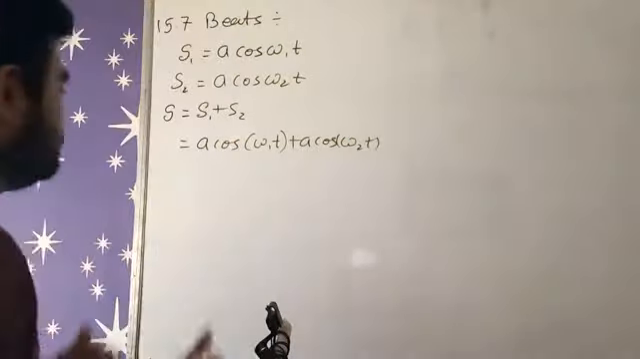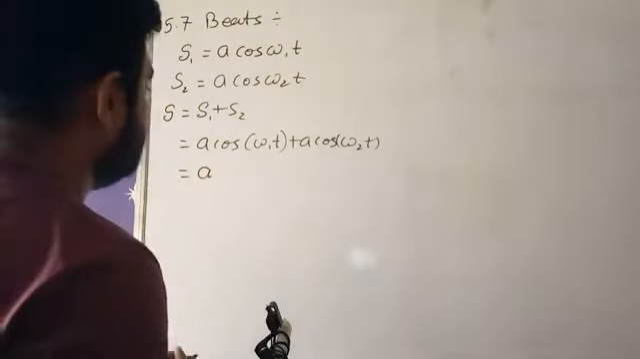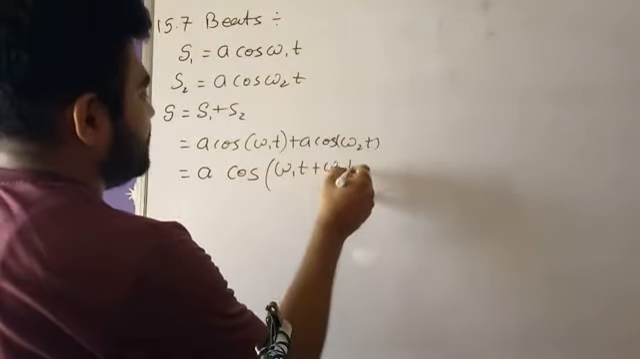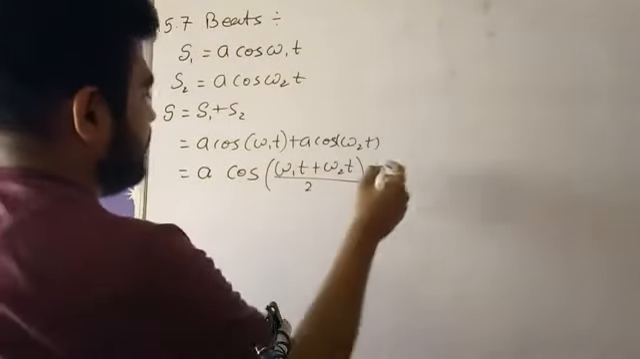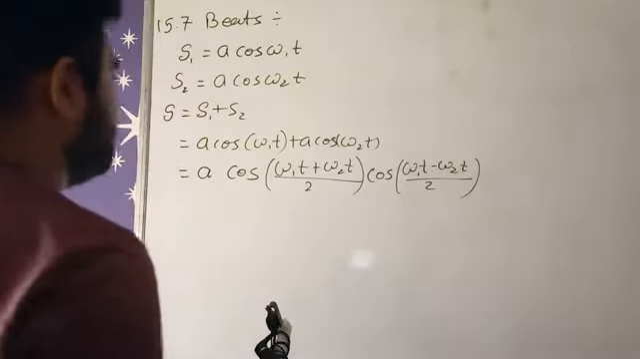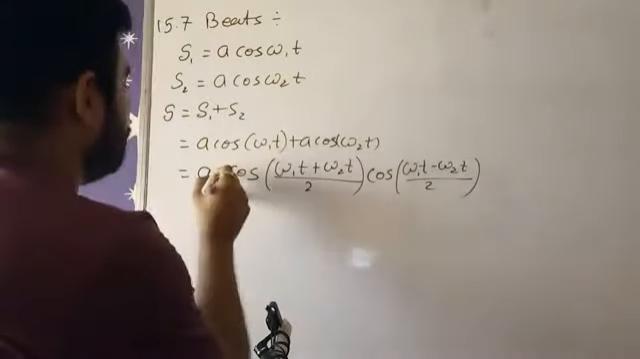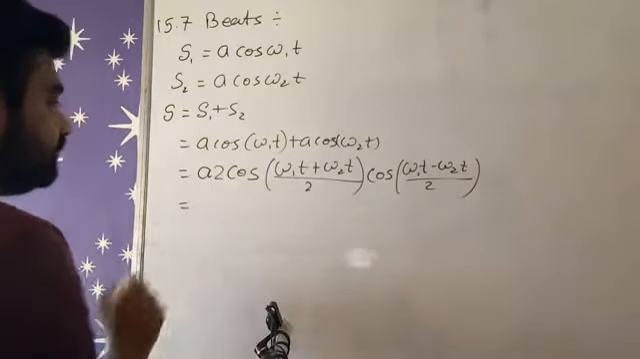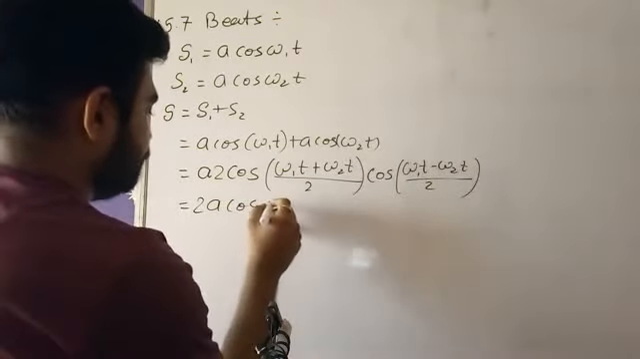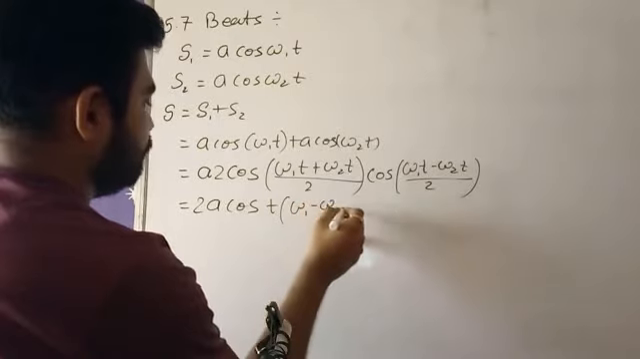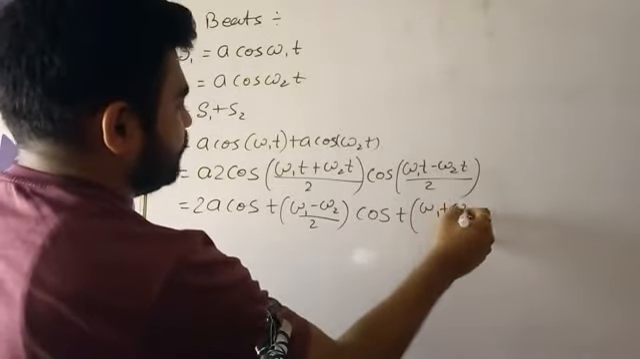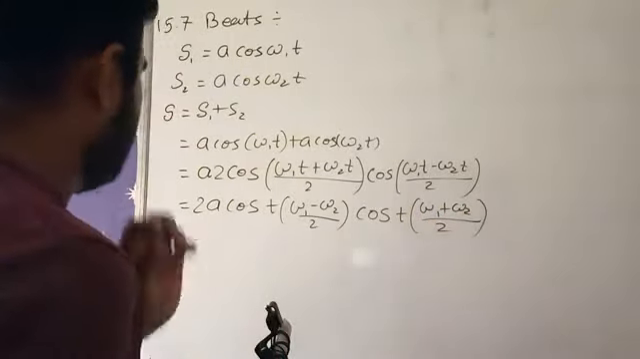Now the combination of these two, taking the common terms, is cos plus cos, which is 2 cos cos. So it is equal to 2a cos of (omega 1 minus omega 2)t by 2, and another cos of (omega 1 plus omega 2)t by 2. So that is the whole equation, right?